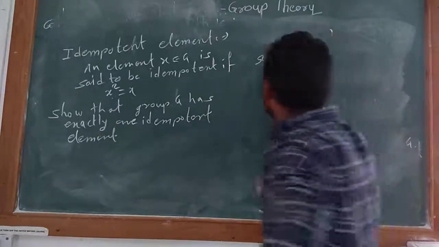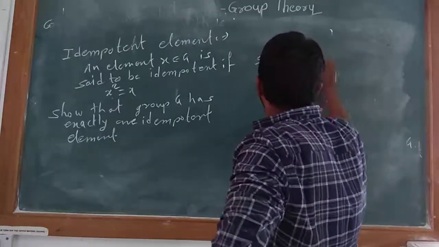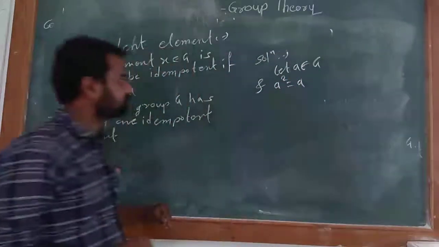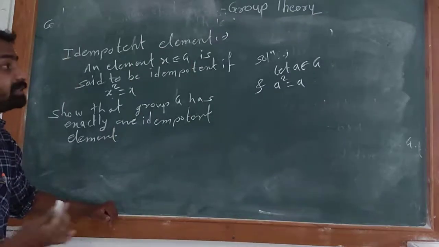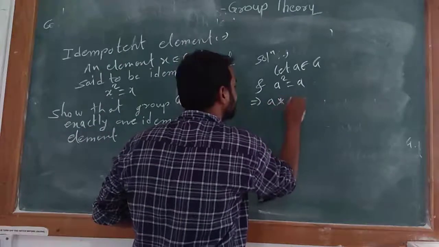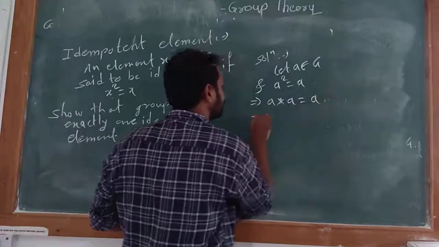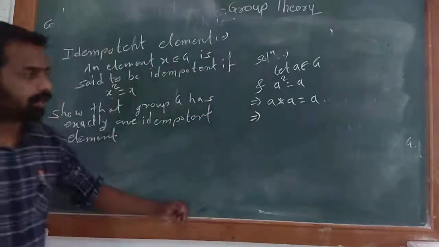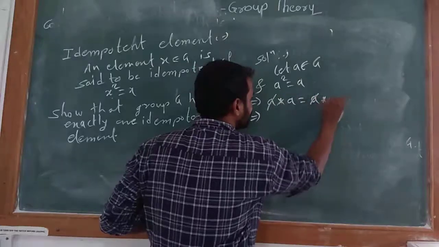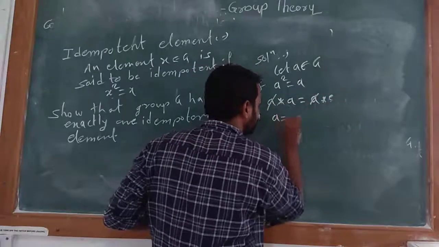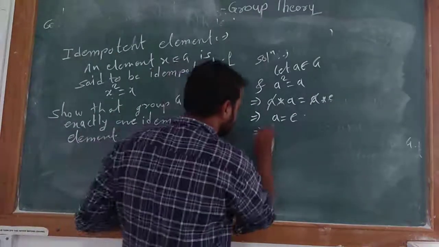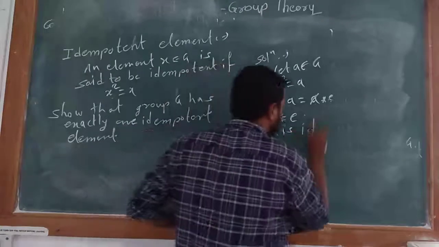तर लेट ए बिलॉंग्स टू जी अँड ए स्क्वेअर इज इक्वल टू ए. आपल्याला किती एलिमेंट आहेत म्हणजे ए च्या किती व्हॅल्यूज येऊ शकतात. ए स्क्वेअर इज इक्वल टू ए म्हणजेच काय ए स्टार ए इज इक्वल टू ए. बाय लेफ्ट कॅन्सलेशन लॉ वी गेट A get cancelled, that is here we are getting A is equal to E. This implies A is identity.